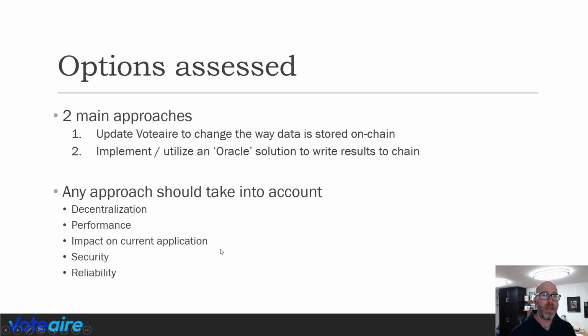Now there was a couple options that we assessed. The two main approaches were one, updating Voteaire to change the way that data is stored on chain. The second was to implement or utilize an Oracle solution to essentially write those results to chain. So any approach that we looked at, we wanted to take into account things like decentralization, performance, the impact on the current solution, security, and reliability.